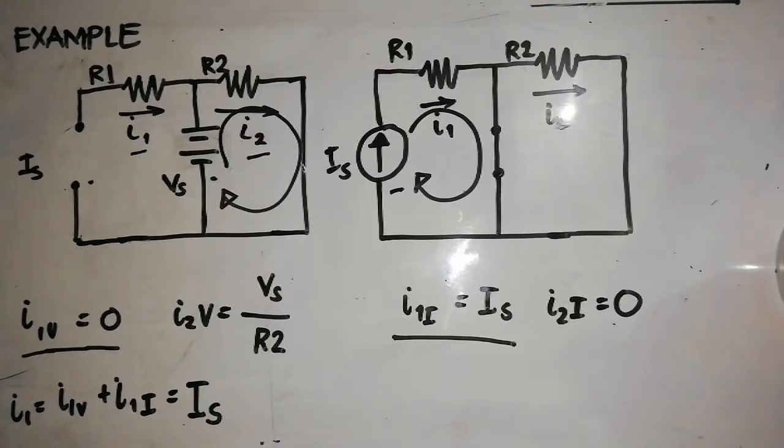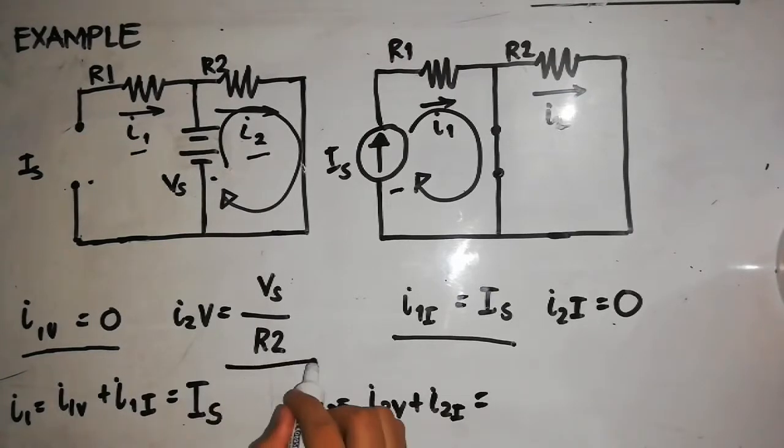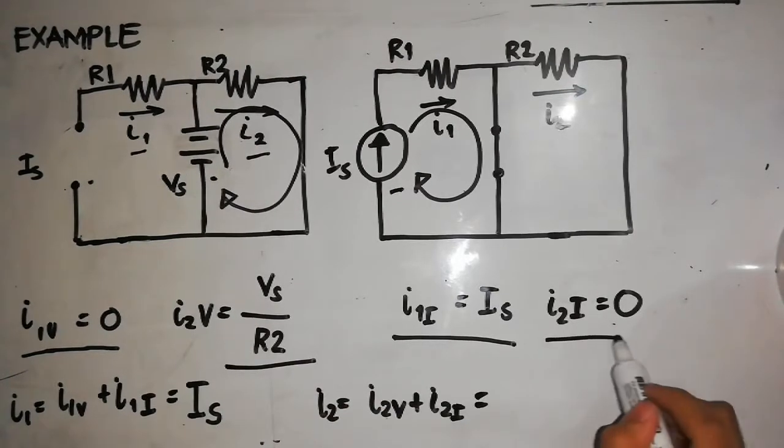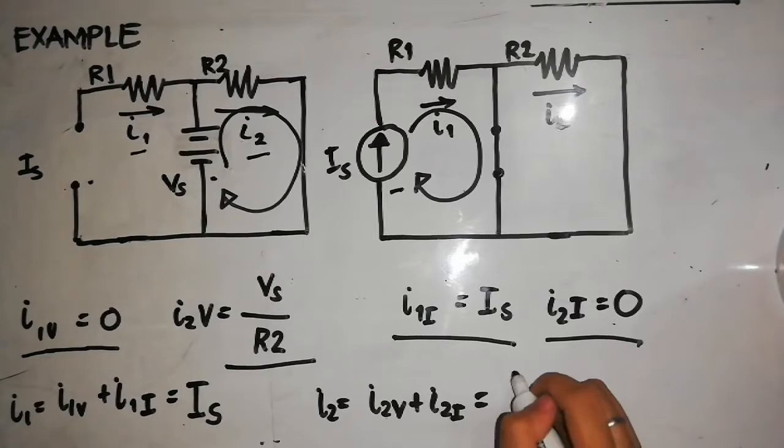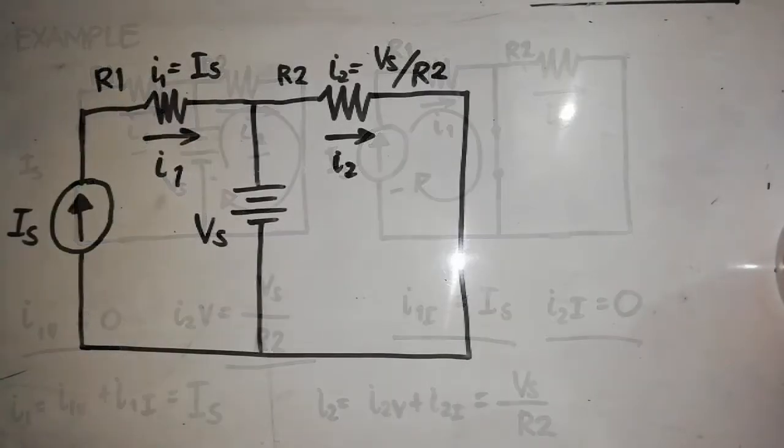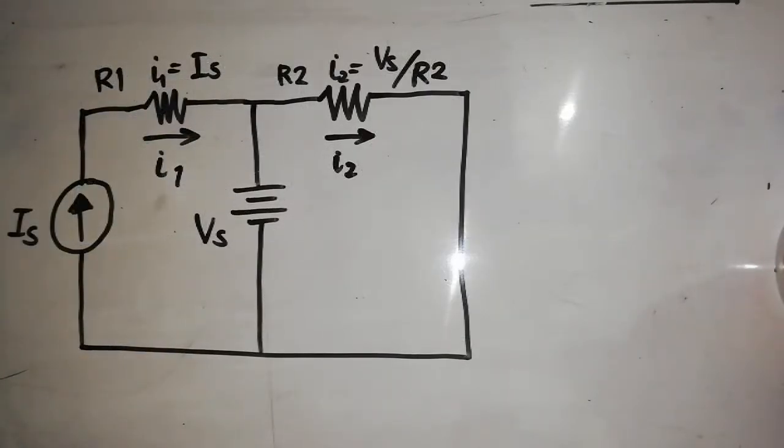Next is your I sub 2 that is equal to I sub 2V plus I sub 2I, where your I sub 2V is equal to V sub S over R2 and your I sub 2I is equal to 0. So this will give us I sub 2 is equal to V sub S all over R2. And now the full solution looks like this. This could have been a tricky analysis because the two sources make it more difficult to write node or loop equations. We exploited superposition, which gave us the two simpler circuits to deal with.